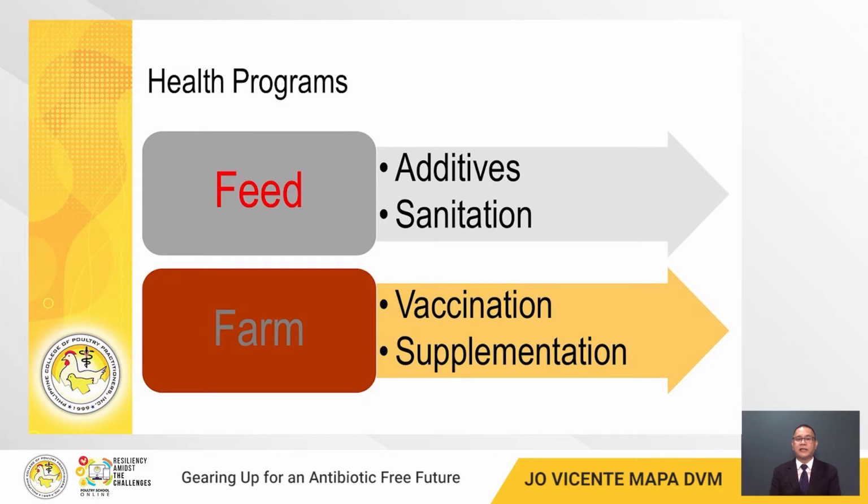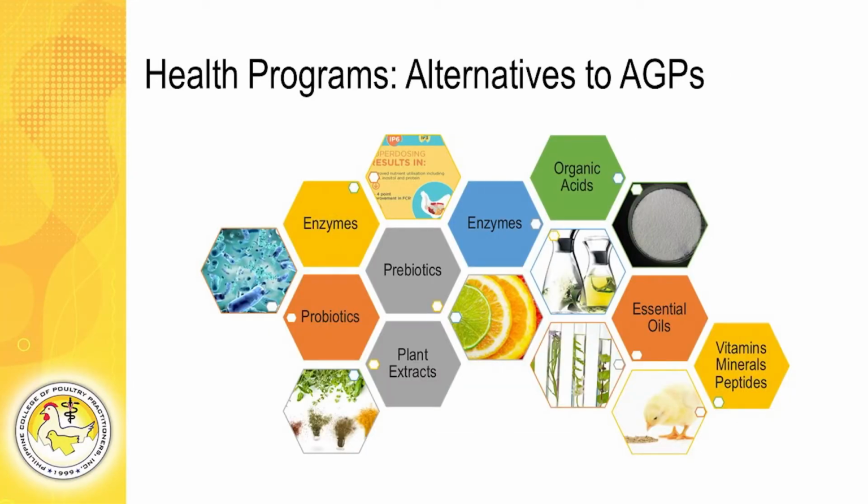At present, there are available products in the market which the operation may use as alternative to AGPs. These products work on different mechanisms of action and if used in combination will enhance the animal well-being through maintenance of gut integrity, immunomodulation, and even as antibacterial or antiviral agents. These products include enzymes, probiotics, prebiotics, plant extract, essential oils, vitamins, minerals, and peptide.